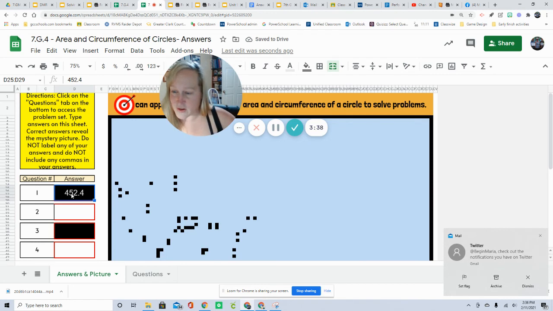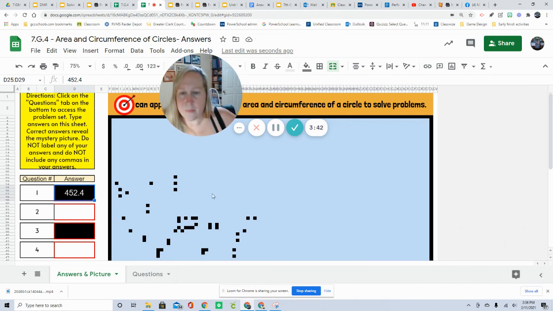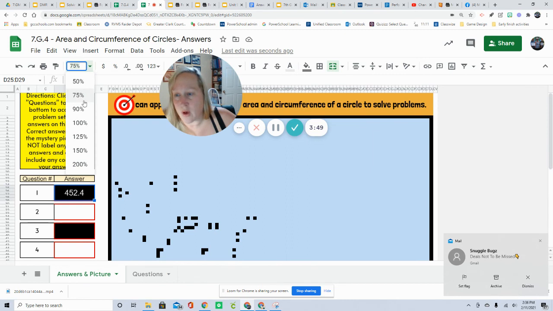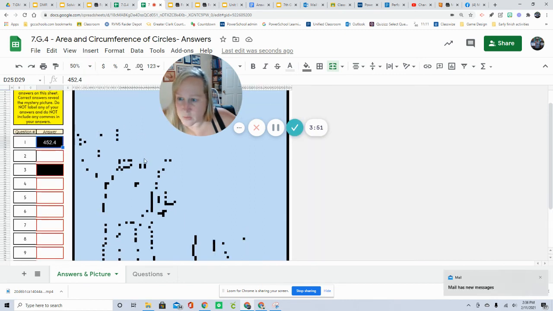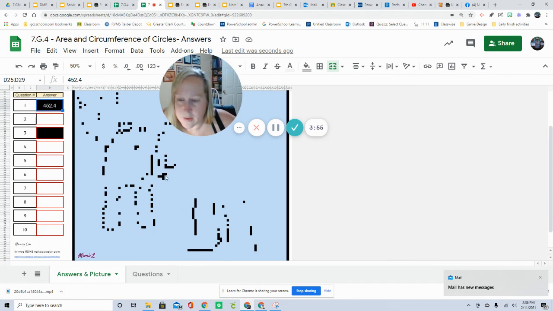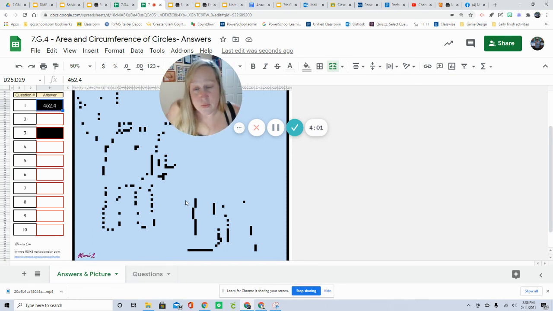There you go. I started unlocking some. I don't know why this has happened down here, but we'll get there. When you finish answering all the questions, there are 10 of them, if you zoom all the way out to 50% or even bigger, you can just keep zooming out till you see it. You'll be able to see the picture. So that's the goal. It's very quick and easy for me to grade. It's very quick for you to see if you're doing it correctly or not.